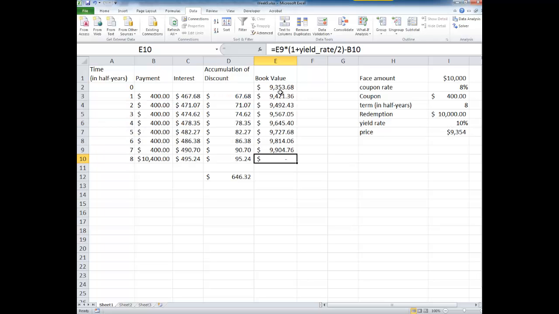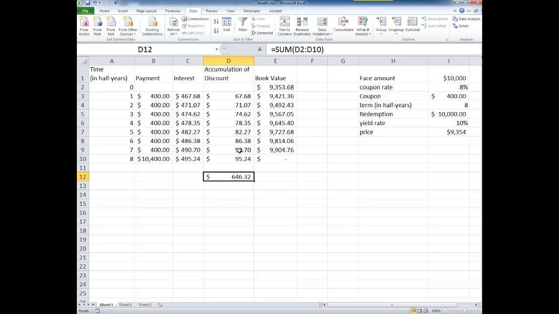And now I see that I would actually be willing to pay $9,353.68 for this bond. So less than the $10,000, because these payments are less than the interest that would be due me on a $10,000 loan. This bond is set to sell at a discount because it sells at a price that's less than the redemption amount. And the difference between the price and the redemption amount is the amount of discount. In this case, it's $646.32.